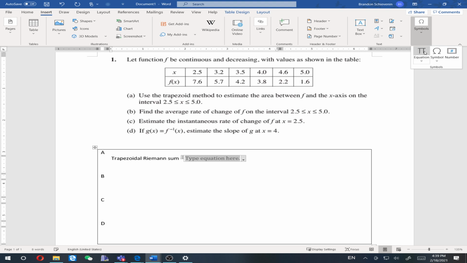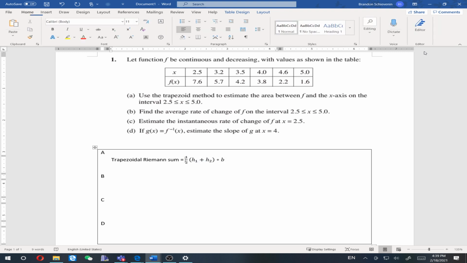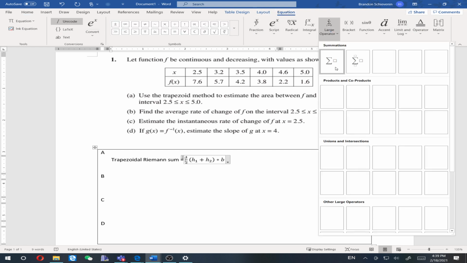And you said 1/2 of our heights. That's just getting our average height times the base. And I'm going to keep doing that for each rectangle that we have here. So that means this will be the sum instead.